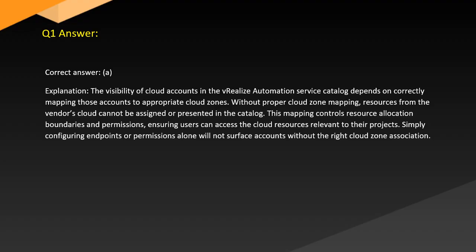Answer. Correct answer, A. Explanation. The visibility of cloud accounts in the Realize Automation Service Catalog depends on correctly mapping those accounts to appropriate cloud zones. Without proper cloud zone mapping, resources from the vendor's cloud cannot be assigned or presented in the catalog. This mapping controls resource allocation boundaries and permissions, ensuring users can access the cloud resources relevant to their projects. Simply configuring endpoints or permissions alone will not surface accounts without the right cloud zone association.